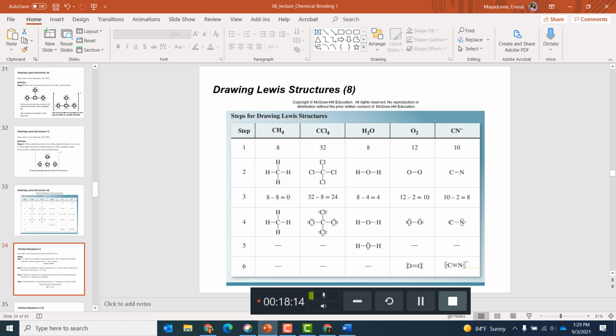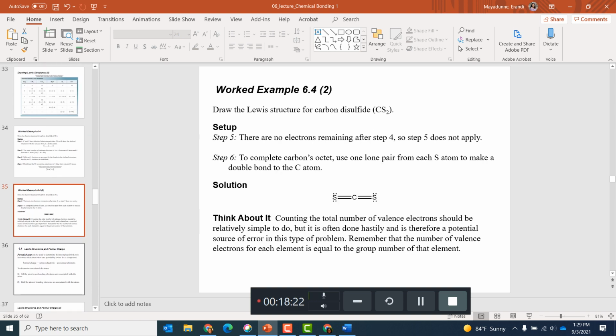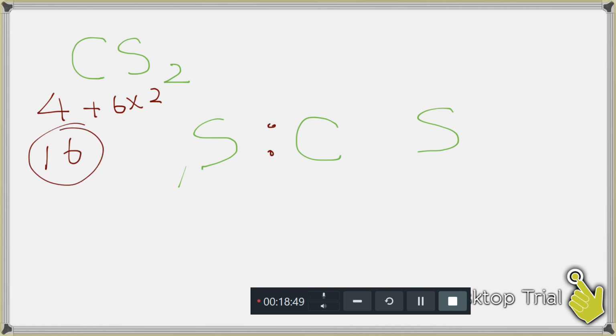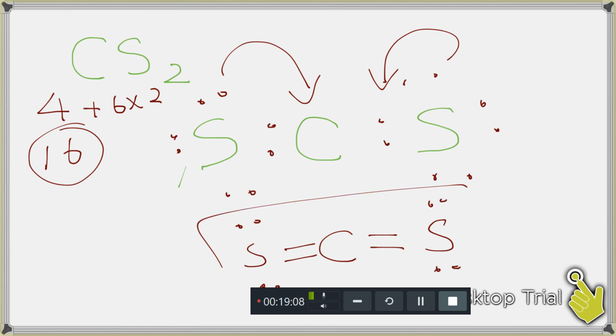And I have another example here. Draw the Lewis structure of carbon disulfide, CS2. You know the least electronegative atom is carbon, and I have sulfur. I add the valence electrons, which is 4 plus 6 times 2, which is 12, plus 4, 16. 1, 2, 3, 4, 5, 6, 7, 8 on each side. Now the carbon doesn't have an octet. It's very similar to carbon dioxide. They share here, and then you get the double bonds. So this is the carbon disulfide structure.